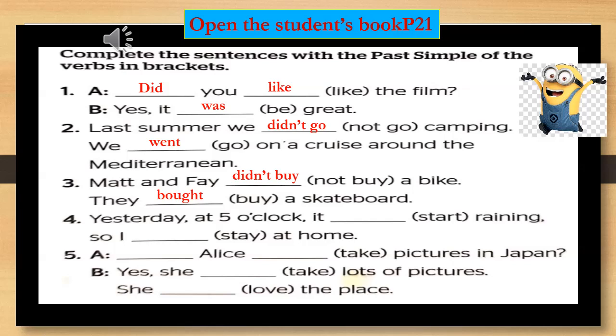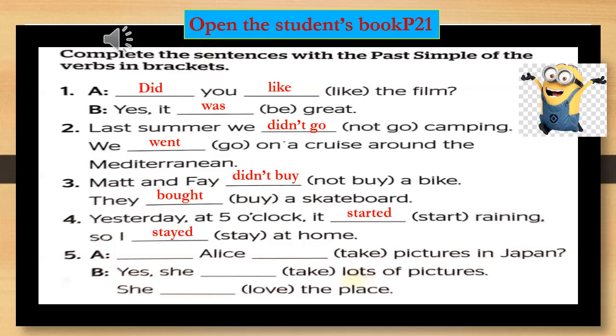Number 4. Yesterday at 5 o'clock, it started raining. So I stay at home. Okay, start. You will just put ed. So it will be started raining. So I stayed. I will just put ed. I will not skip the y because I have a vowel before the y. Stayed.